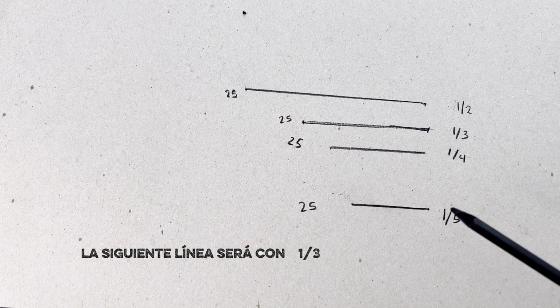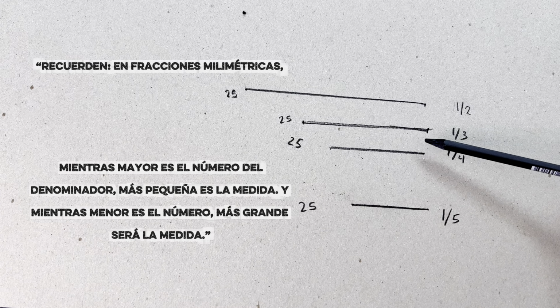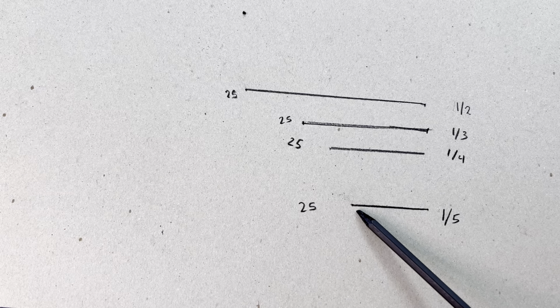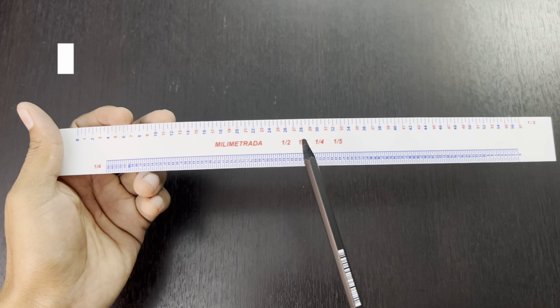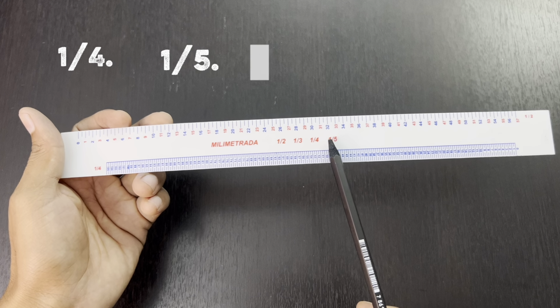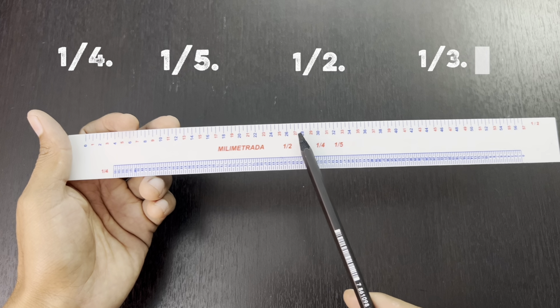But if we notice, while the number is smaller, the line is bigger, okay? The larger the number, the smaller the line. That means if we start with a quarter, we end with a quarter. If we start with a fifth, we end with a fifth, and if we start with a half, we end with a half, and likewise with the third.